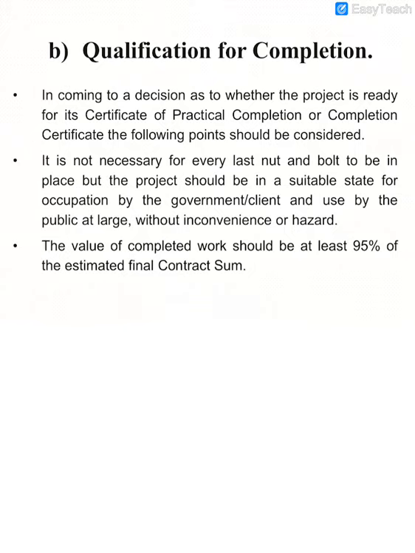The value of completed work should be at least 90% of the estimated final contract sum. So meaning the project needs to be completed at least 95%. Only then can they issue the certificate of practical completion.